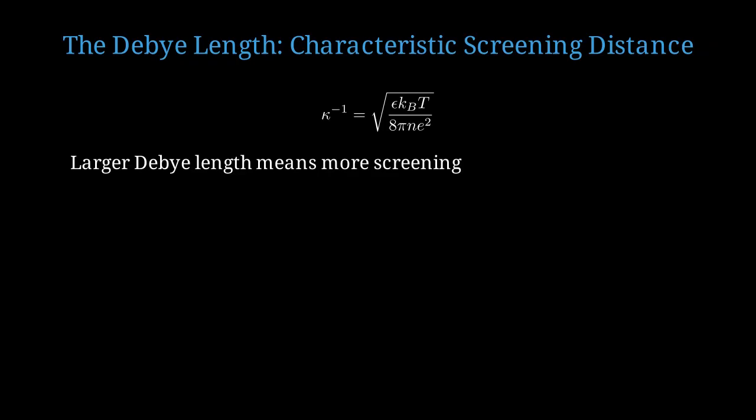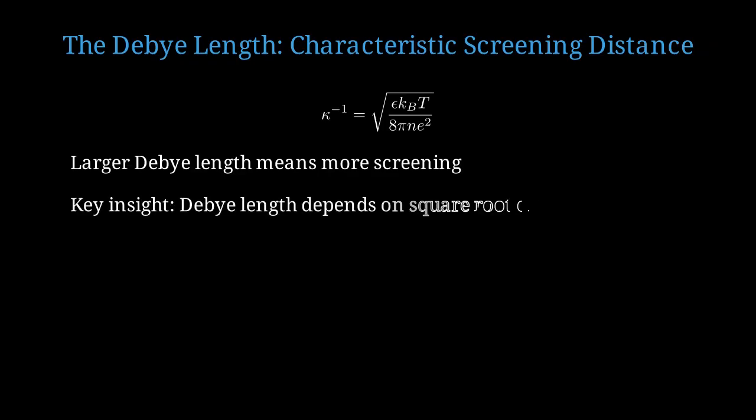Debye and Hückel calculated how far this ionic atmosphere extends. They introduced a characteristic length scale called the Debye length. The Debye length, kappa inverse, equals the square root of epsilon k_B T divided by 8 pi N e squared. Here, epsilon is the dielectric constant, k_B is Boltzmann's constant, T is temperature, N is ion number density, and e is electron charge. A larger Debye length means the ionic atmosphere extends further and provides more effective screening. The crucial insight is that the Debye length is inversely proportional to the square root of the ion concentration. This is where the square root dependence comes from.